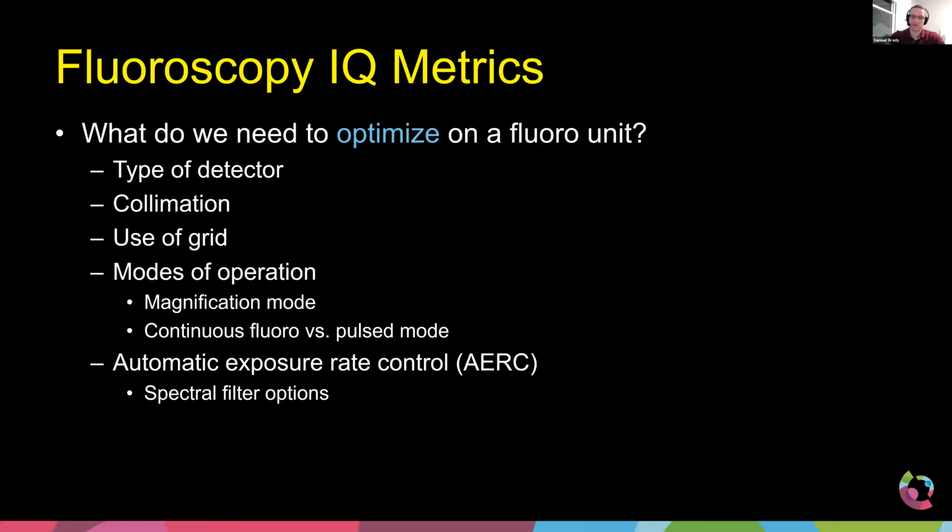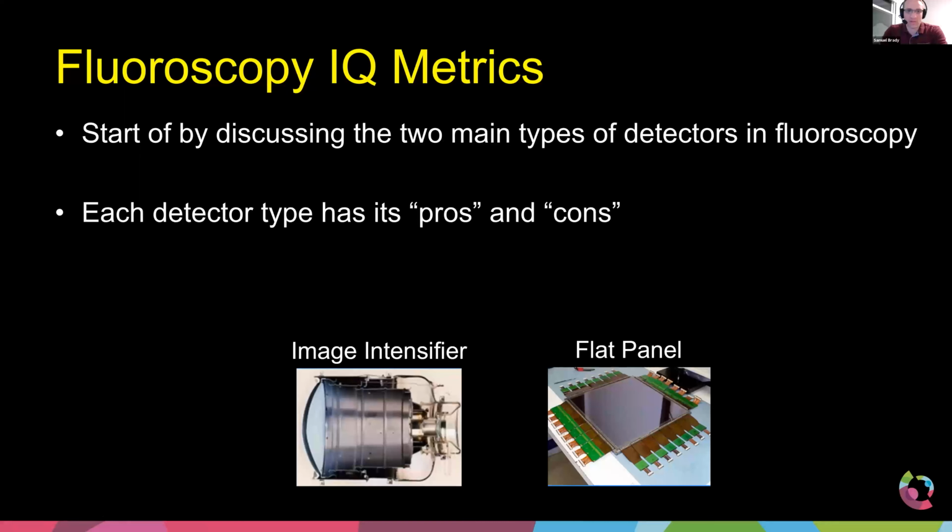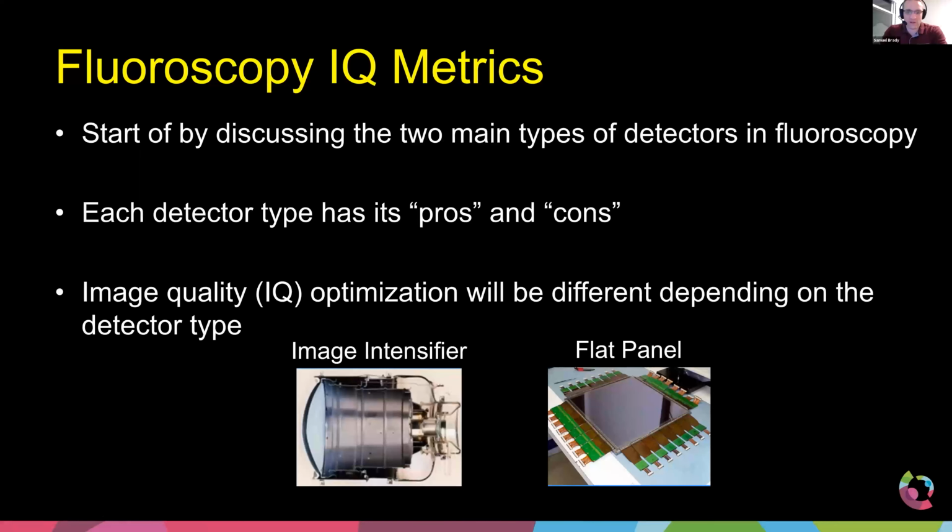So let's talk about the types of detectors. You get the system. You don't really get to pick which detector unless you're the person that buys the system. But there are 2 types of detectors, and they each have their strengths and their weaknesses. So let's go over them real quick and how they affect image quality. All right. We have the image intensifier, which is the big detector that sits on top of our fluoro systems.